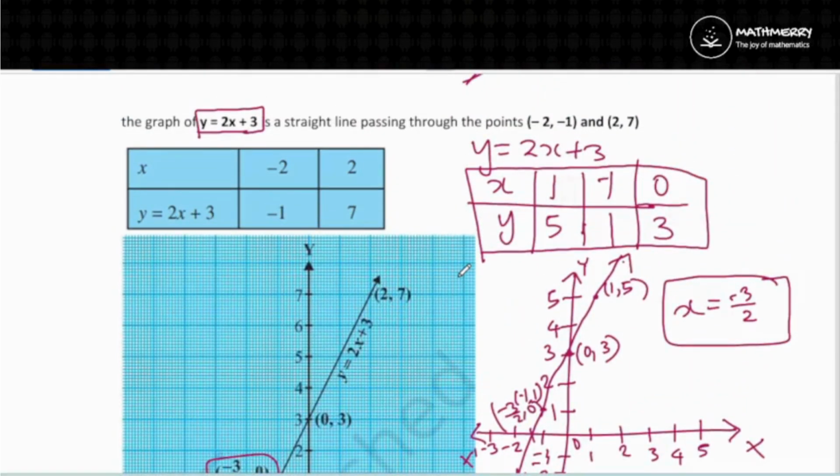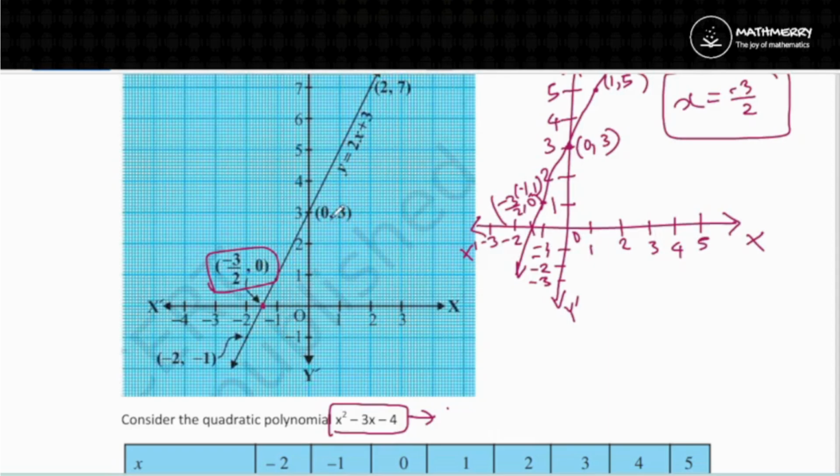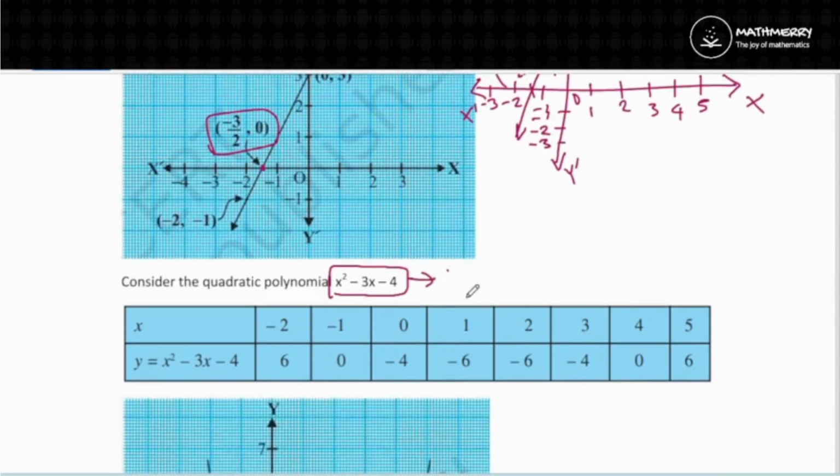When you did a linear polynomial, you got a straight line as the graph. Now next we are going to try for the quadratic polynomial. So for a quadratic polynomial, let's see how the graph will look like. So it's x square minus 3x minus 4. So what you can do is you can write y is equal to x square minus 3x minus 4. In the same way, we are jotting down values for x and y.